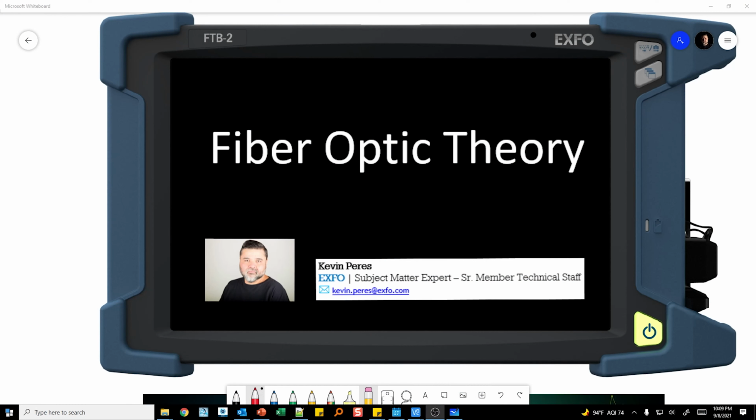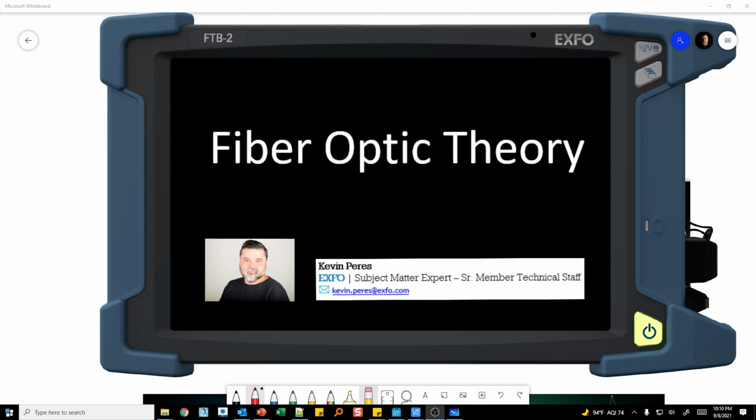Today, I will be talking about fiber optic theory. Most of this conversation is going to revolve around single mode fiber, but we will be talking about different types of fibers as well. This is really more of an entry level discussion that we're having here today, so I'll base it on that.